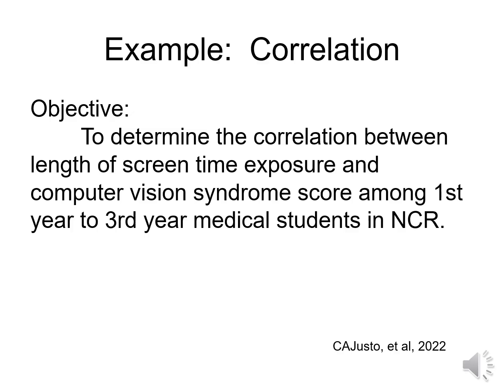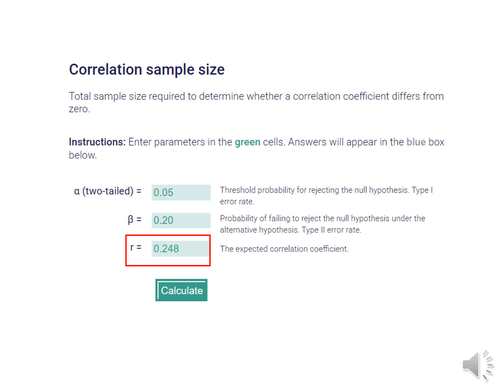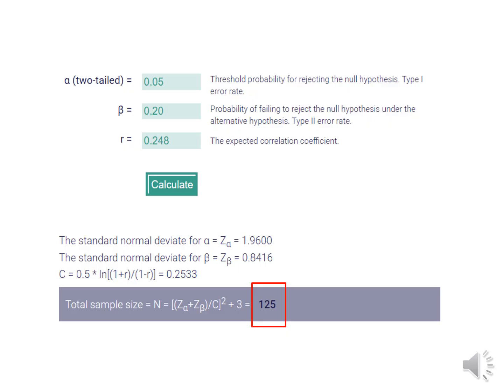In getting the sample size for correlation studies, we have the following example. What sample size is needed to be able to determine the correlation between length of screen time exposure and computer vision syndrome scores among first to third year medical students in the National Capital Region? A Pearson correlation coefficient of 0.248 from a previous study provided estimates for the sample size. Plugging this value into a web-based calculator for sample size computation for correlation gave 125 as the sample size requirement.